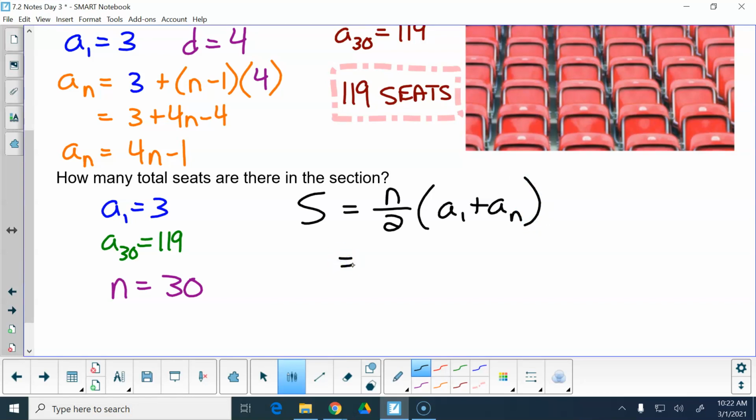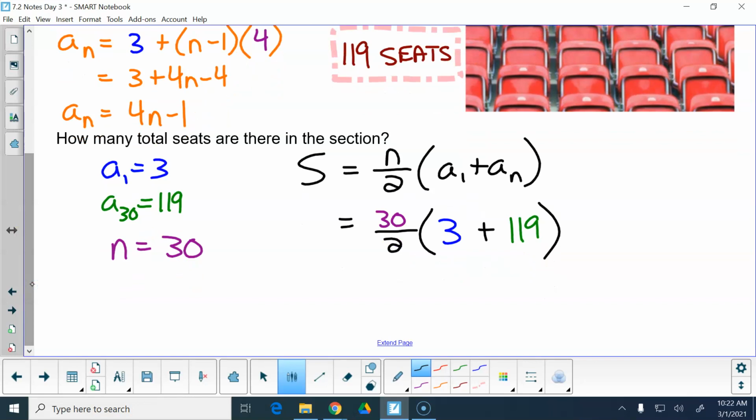What do we got? So 30 is purple. 3 is blue. 119 is green. 30 divided by 2 is 15. Times 122. Anybody? $1,830? Love it.